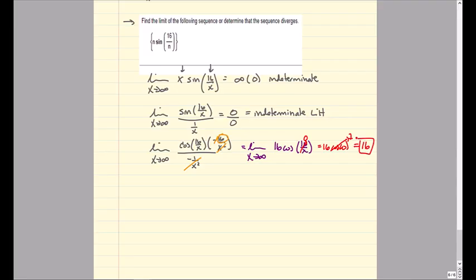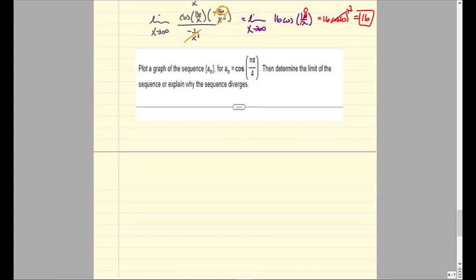So this does go toward 16 as my values for n get larger and larger and larger. So for this next problem, we're still using trig functions here, but we're asked to plot this one. It says plot a graph of the sequence and then determine if the sequence goes toward a particular value, if the limit exists or if it diverges. In plotting this, that might give us an idea of what's going on here.